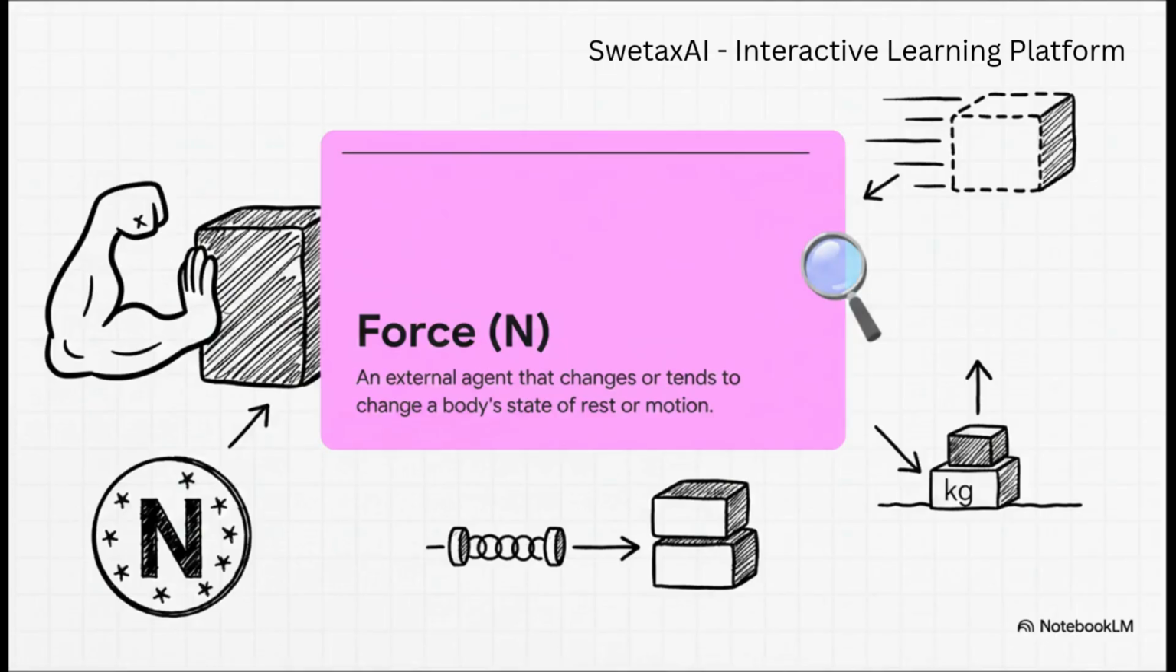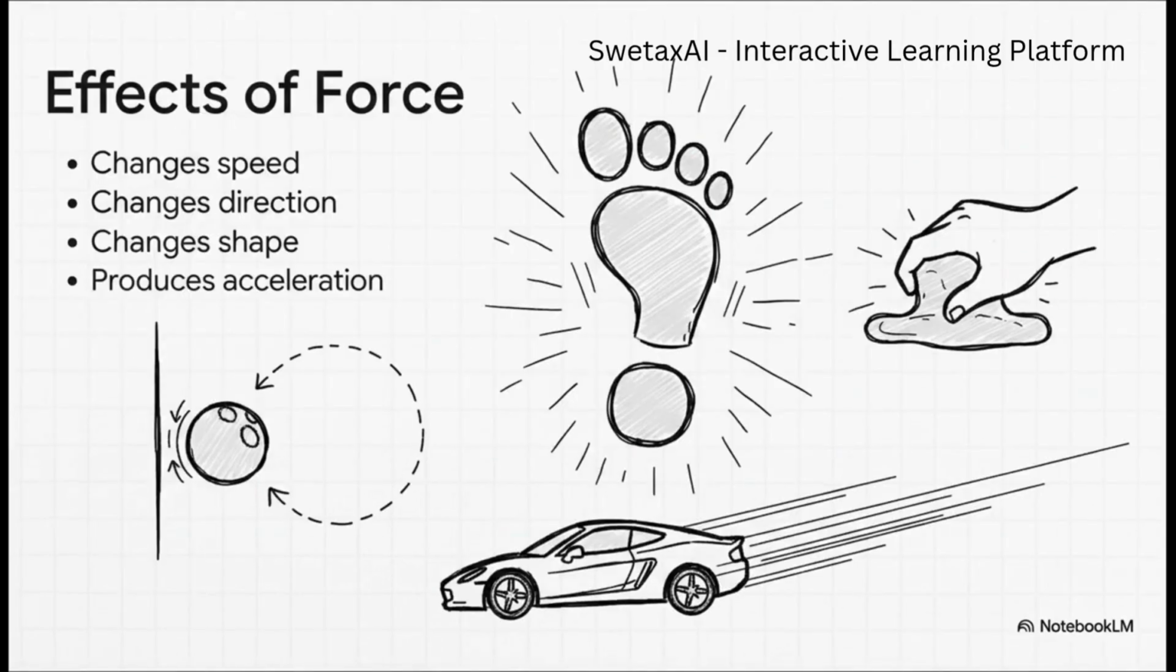To put that into perspective, 1 newton is the exact force required to accelerate a 1 kilogram mass at 1 meter per second squared. But the real key takeaway here, it absolutely has to be an external agent. So what exactly can a force do? Well, it can change an object's speed, it can change its direction, or it can literally change its physical shape. But I really want you to focus on that last bullet point right there. A force produces acceleration. That's the big one. That is the key concept we're going to be chasing throughout this entire explainer. You see, acceleration is the undeniable footprint that an unbalanced force leaves behind.